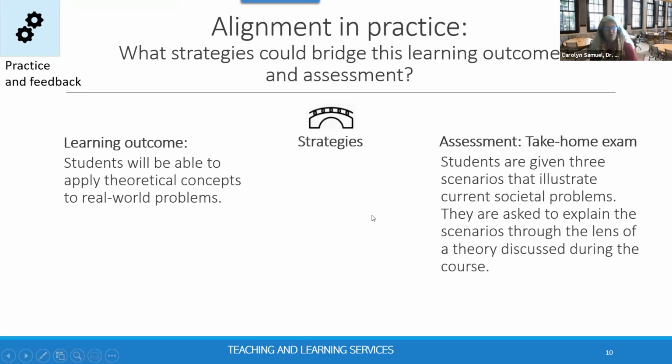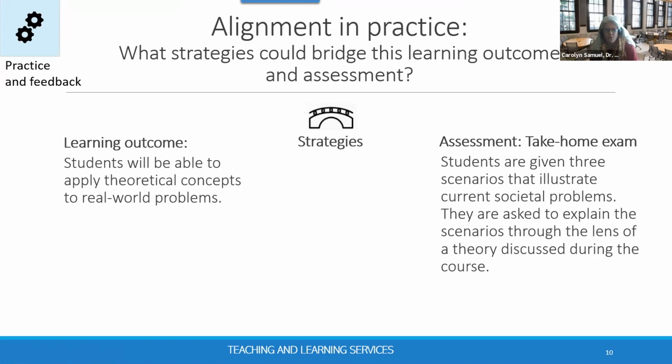How can we help students prepare? What kind of opportunities for practice and feedback could we give them so that they will succeed at the exam and at the learning outcomes? So I'll give you an example as one strategy. You could have students apply the theory or theories to a movie or to some documentary as a practice activity before they actually do the take-home exam.